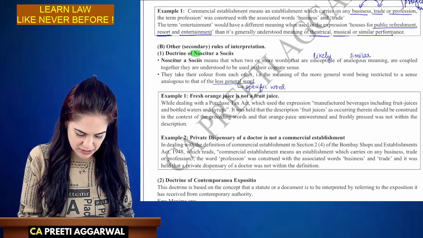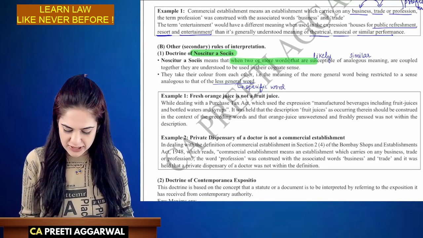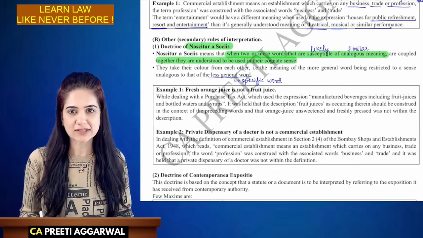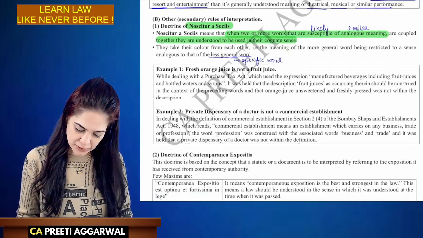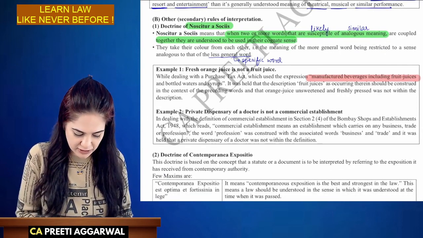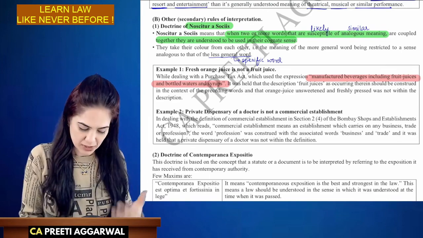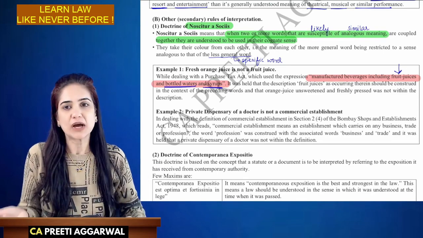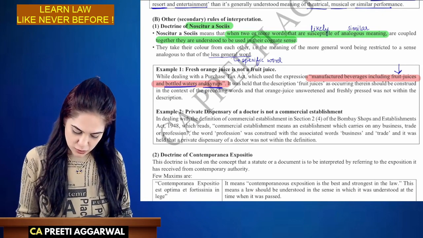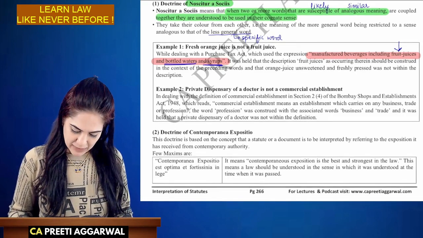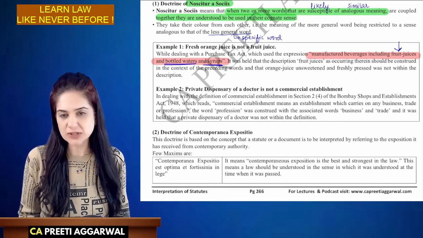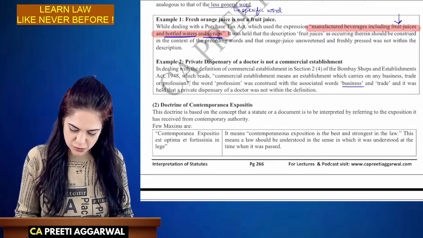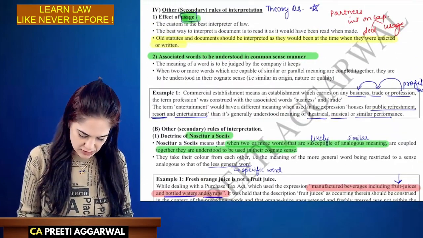Noscitur a sociis means that when two or more words are susceptible, likely to have similar, analogous meanings, and are coupled together, they are to be understood in the cognate sense. So when you include manufactured beverages, including fruit juice, bottled water, and syrup, will the fruit juice be fresh or will it be bottled? Of course, it will be bottled because it is used with bottled water and syrup. It will not be natural fruit juice. It will be artificial only. Okay? So it will be construed in the context of the preceding word; orange unsweetened juice will not be used. So private dispensary is not a commercial establishment if it is used with business or trade. It is very similar to this.